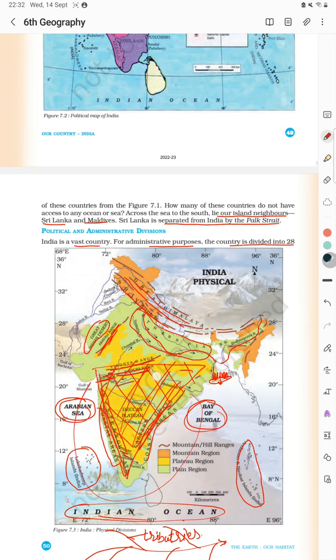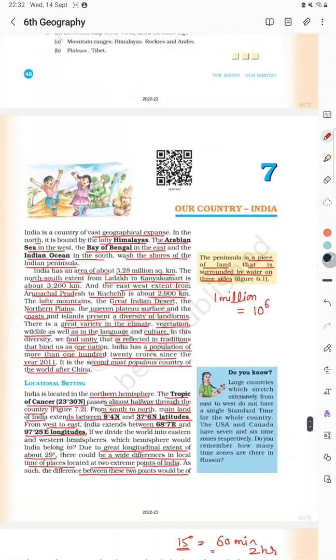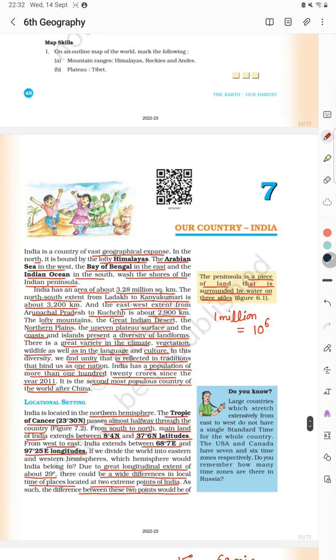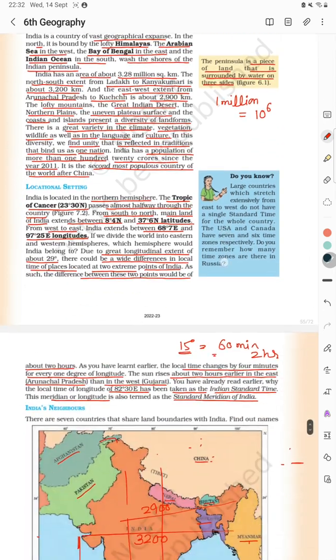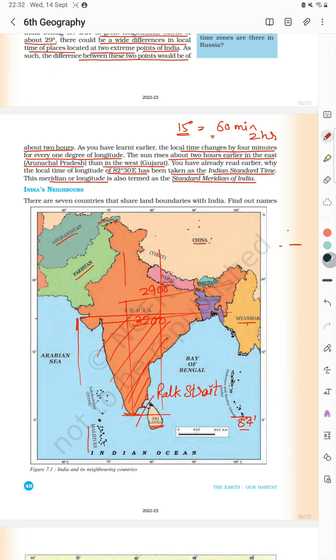That is why this portion is known as a peninsula. So a peninsula is a piece of land that is surrounded by water on three sides. So our southern part is a peninsular plateau, because it is surrounded by water bodies from three sides. Clear?